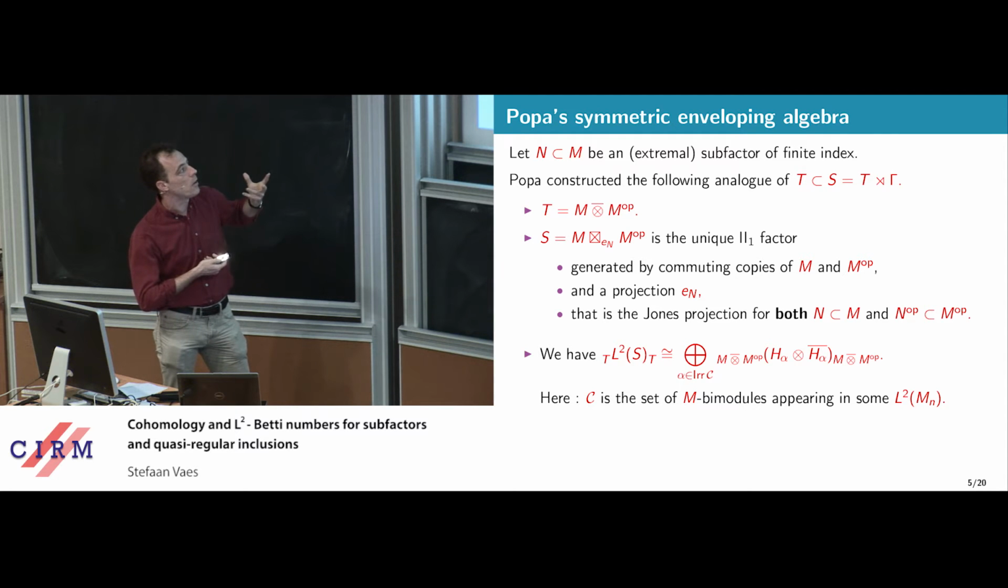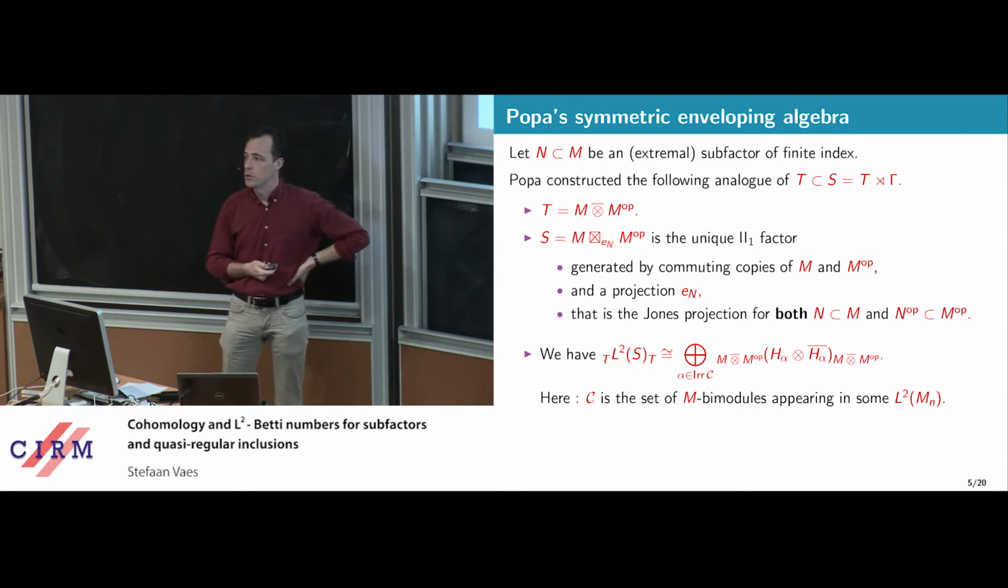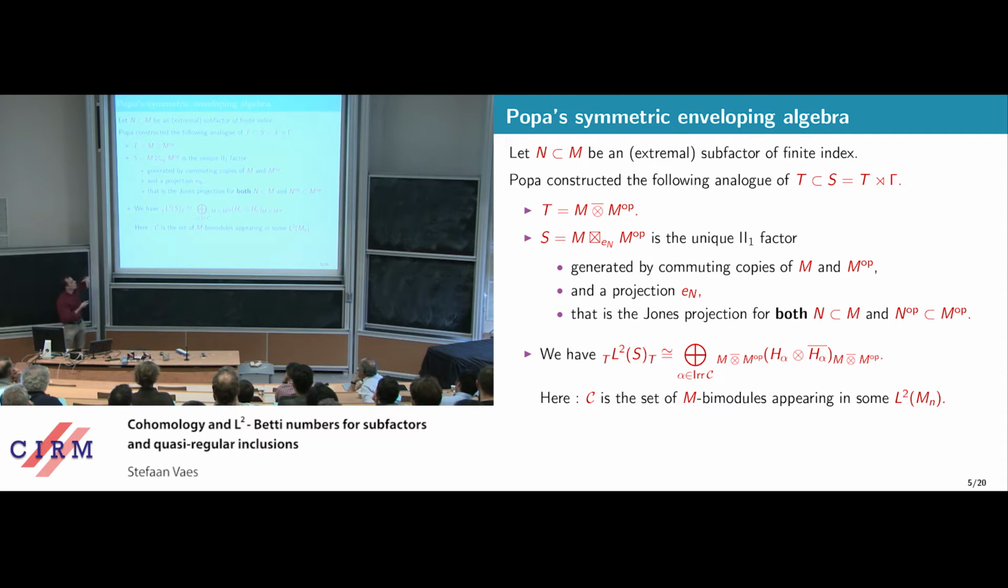This is somehow like the group generated by, if you wish. So you take this set of all M bimodules that appear somewhere in the tower, you take their irreducibles, and then as a T bimodule, L2 of S is really just the sum over all irreducibles of this T bimodule. Namely, each H alpha is an irreducible M bimodule, then H alpha bar is an M opposite bimodule, and then in this way you get a T bimodule. And this is really the analog of the way an ordinary cross product L2 of S is decomposed as the sum over gamma of these copies of L2 of T u_gamma. Okay.